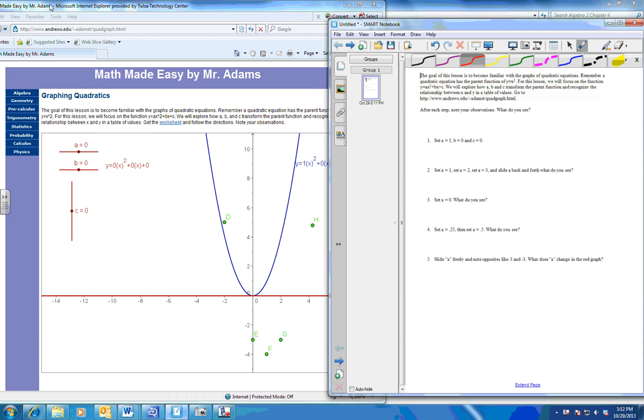Okay, this is an introduction to section 401, and this chapter is about quadratics. We already know a little something about quadratics. We know that a quadratic is anything with an x squared in it. We know that when we graph the parent graph of a quadratic equation, it's y equals x squared and it's a parabola.